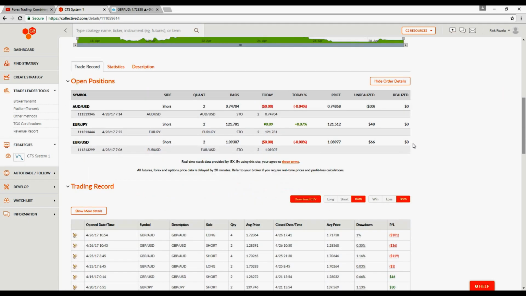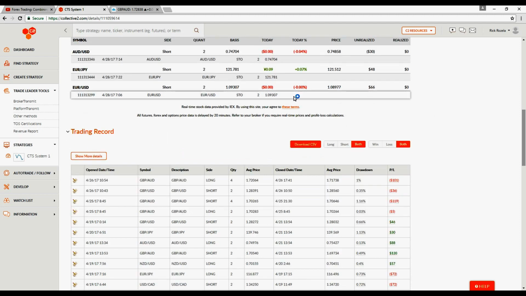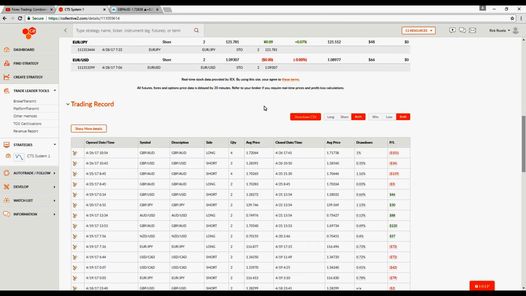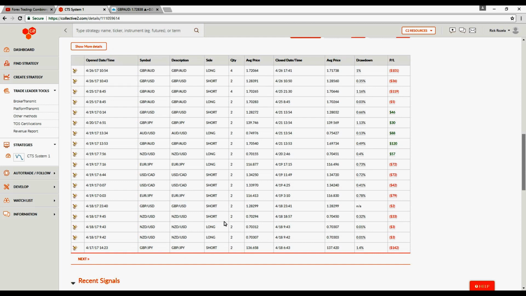But here's the current trades that I'm in now. I am short the Aussie dollar, short the euro yen, and short euro dollar. I got short at 93.07. Price is currently at 89.77. I'm currently up $66. And then my trading record below that shows you every trade that I've taken and whether it was a win or a loss.